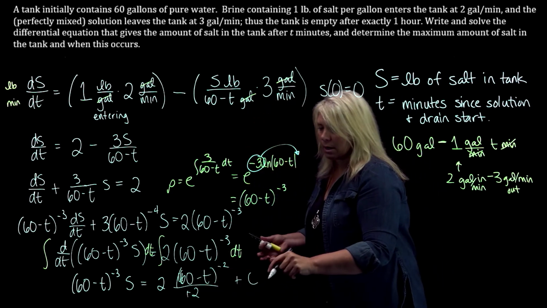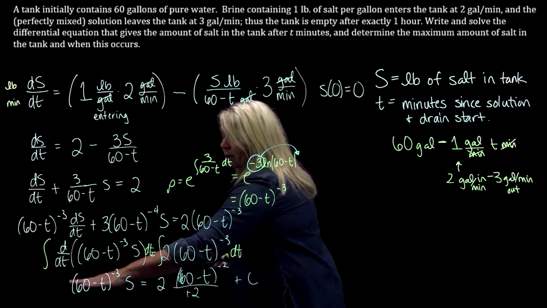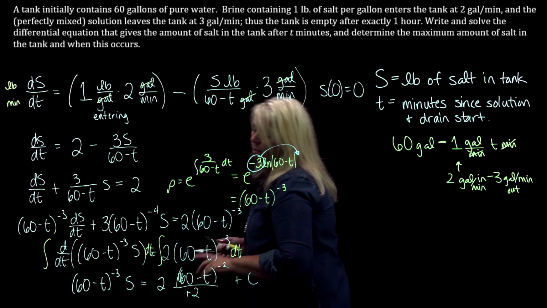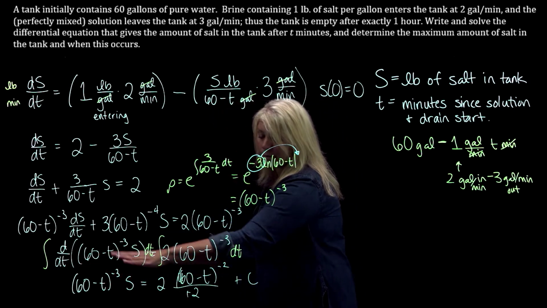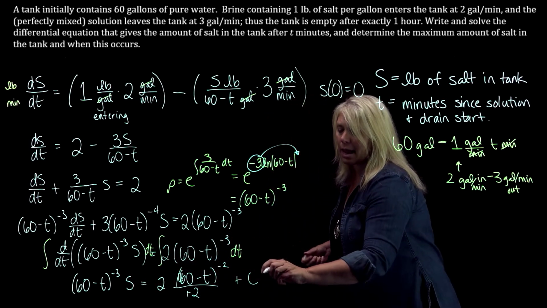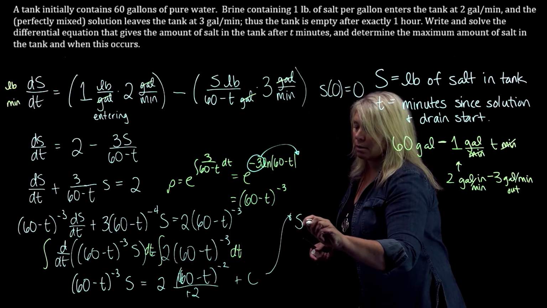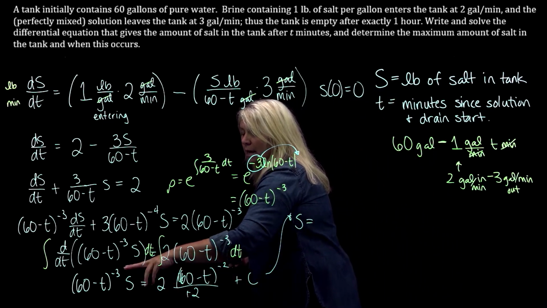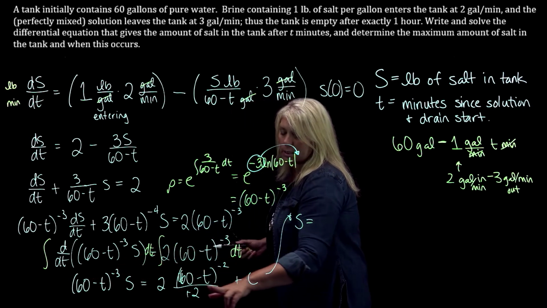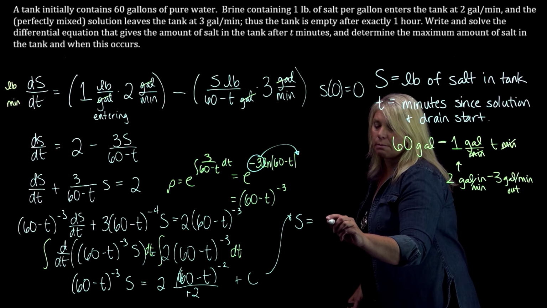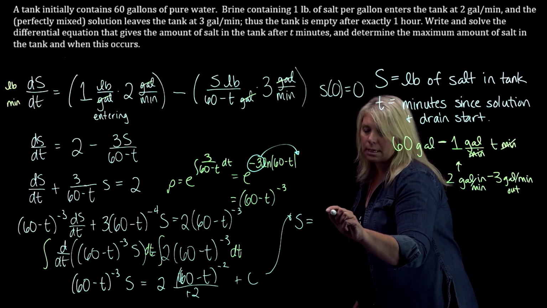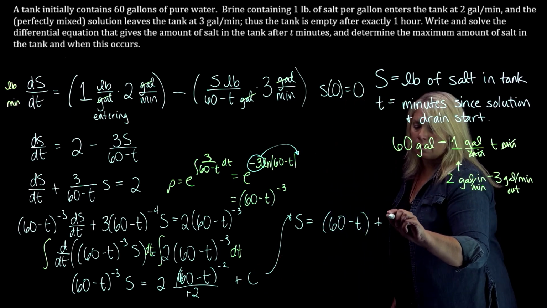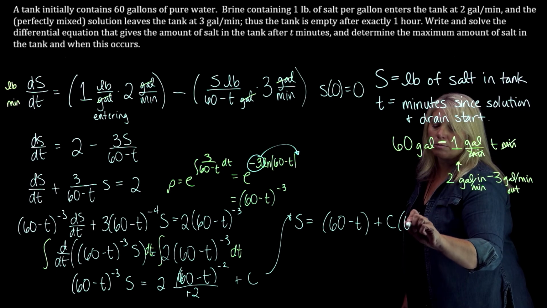All right, so at the next step that I'm going to do here, I'm going to go ahead and divide through by 60 minus t to the negative 3, or multiply through by 60 minus t to the positive 3, so that I can solve this for s and have an explicit solution. So my 2's will cancel here. When I take 60 minus t to the positive 3 times 60 minus t to the negative 2, we will just have 60 minus t, and then plus c times 60 minus t cubed.